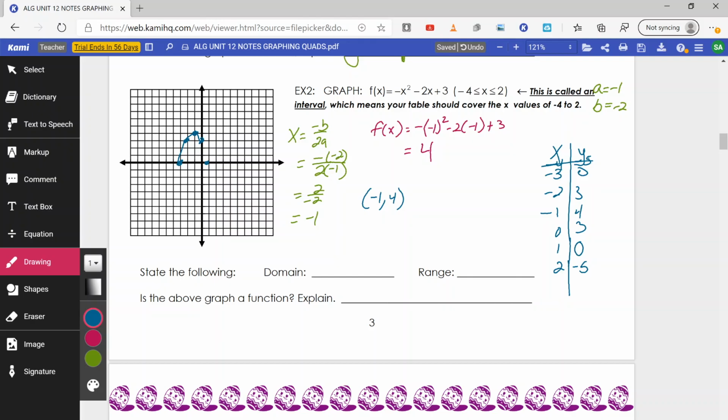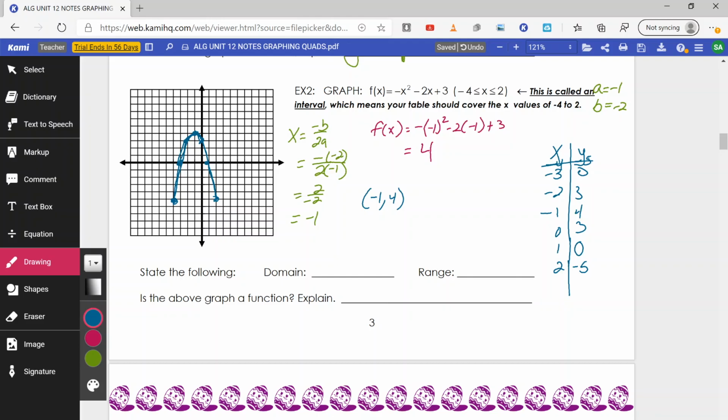So left 4, down 5, and then right 2, down 5. So again, it's a curve. And notice I'm not drawing arrows at the end because I'm only going to x value of negative 4 and x value of 2.